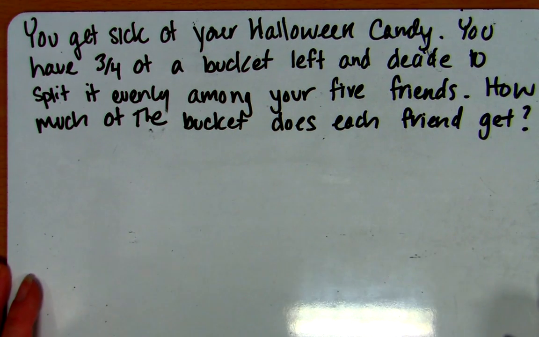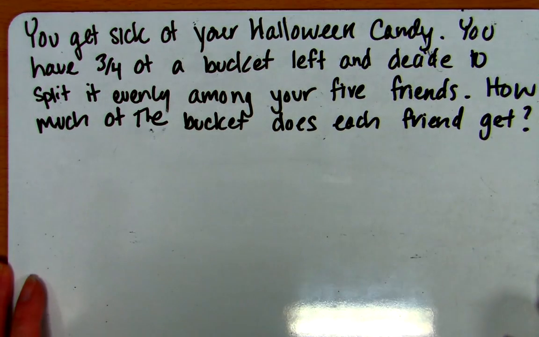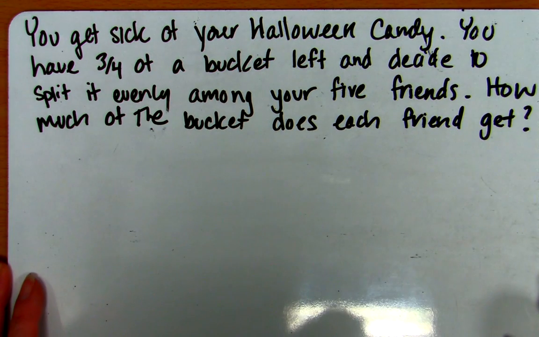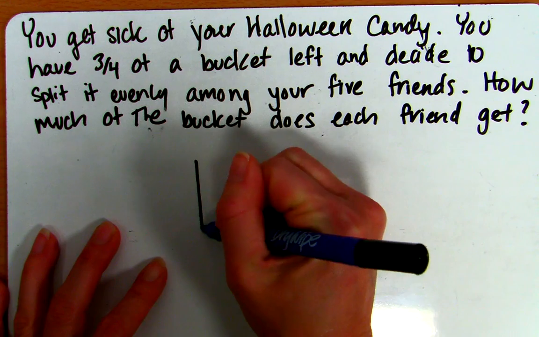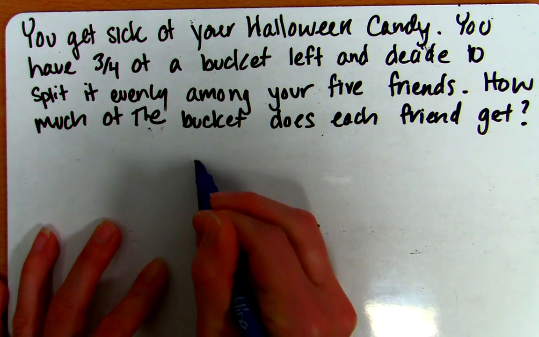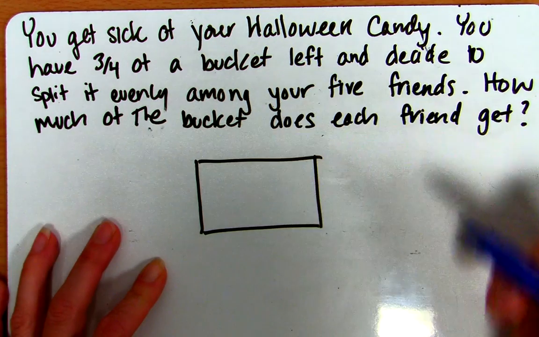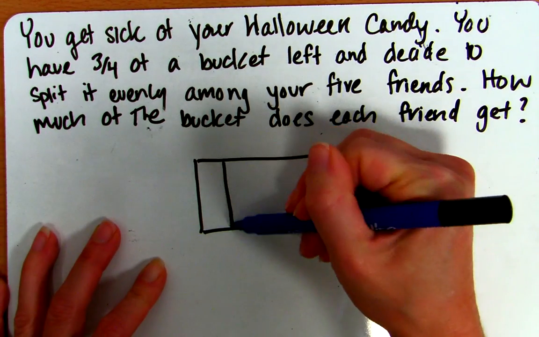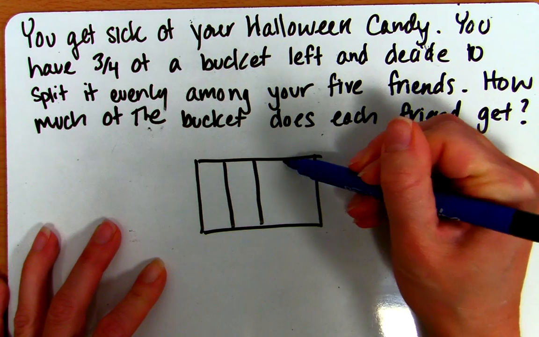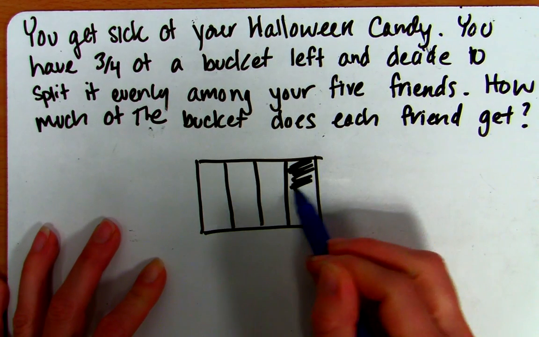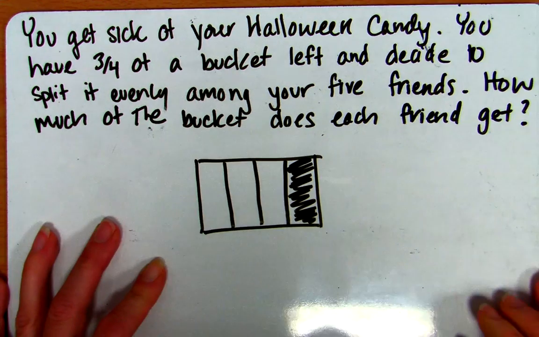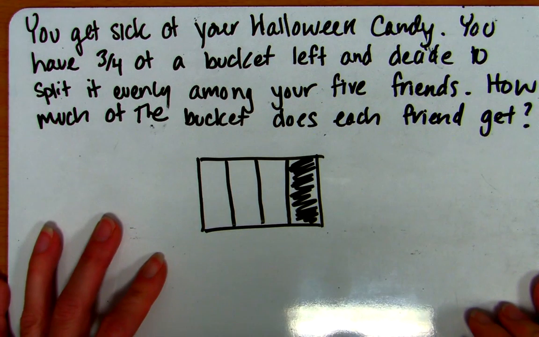So let's see why this sounds kind of familiar. You get sick of your Halloween candy. You have 3/4 of a bucket. So let's start with our 3/4 of a bucket. Always go with what you know you have. Here's our bucket of candy. I'm going to split it into fourths because I know I have 3/4 of it, and I only have 3/4 of it, so I'm going to black out that last fourth, and here represents my 3/4 of a bucket.